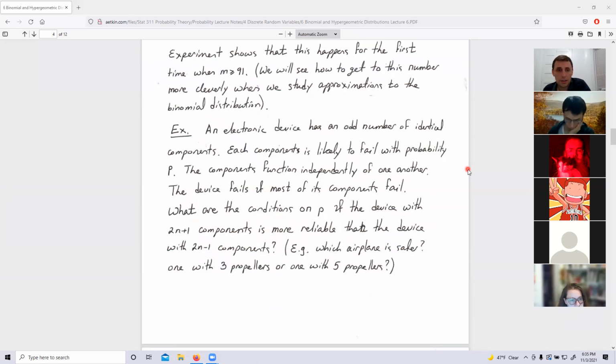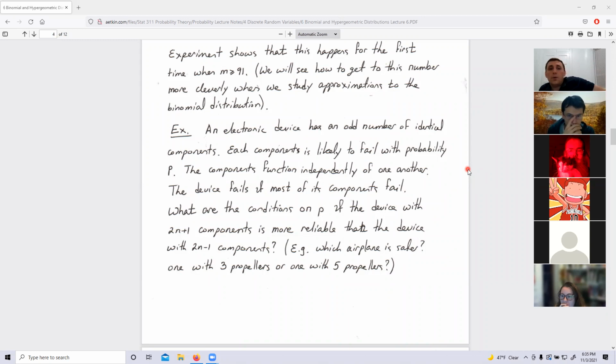Okay, here is another question, also maybe interesting. You have an electronic device that has an odd number of identical components. So maybe imagine an airplane, right? It has an odd number of propellers, maybe a propeller on the nose, or maybe a propeller on the nose and two propellers on the wings. You understand, it has an odd number of functional components.